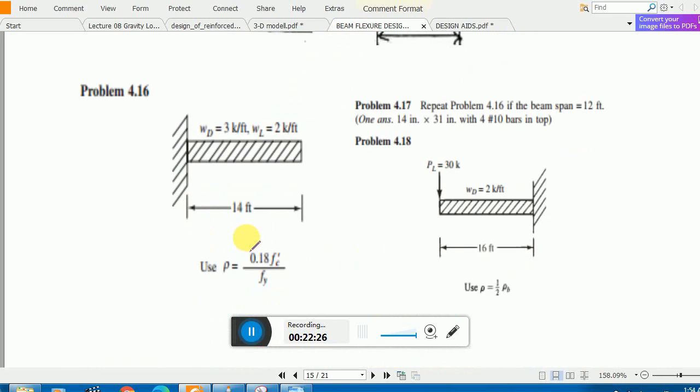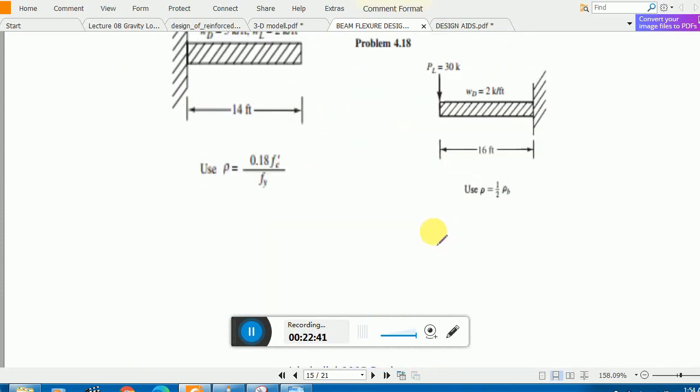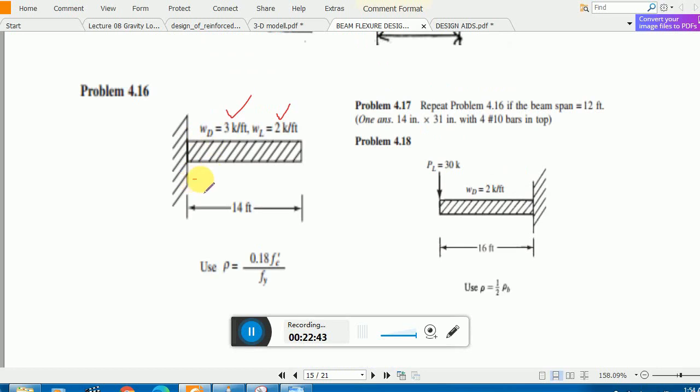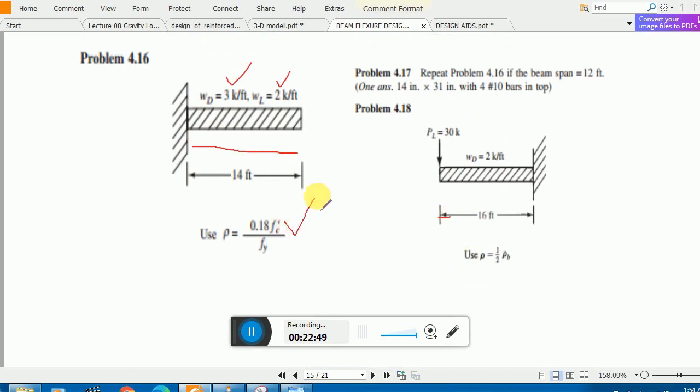Here we have a cantilever beam. So the cantilever beam is simple. In the first example, 4.16, it is subjected to a UDL. The live load is this much and the dead load is this much. And in the second question, 4.17, here is a point load, that is the live load. So let's see, there you see 14 feet. Okay, this is a very large span. This is also a very large span.